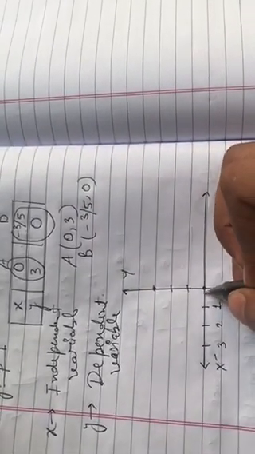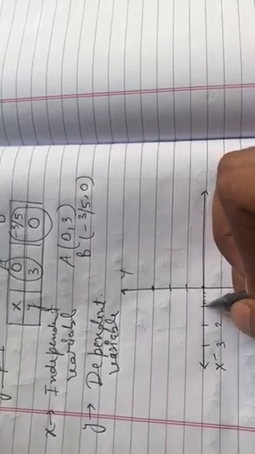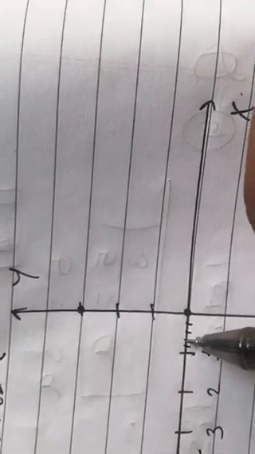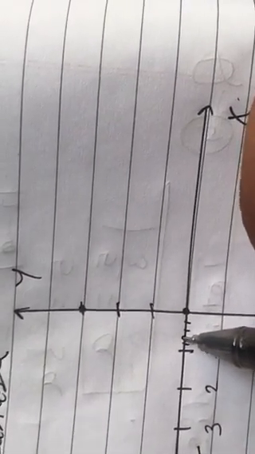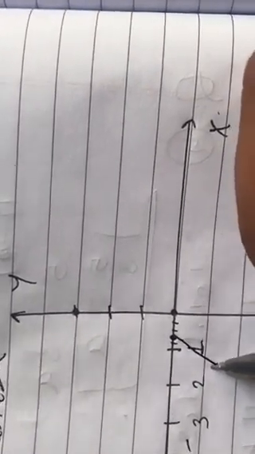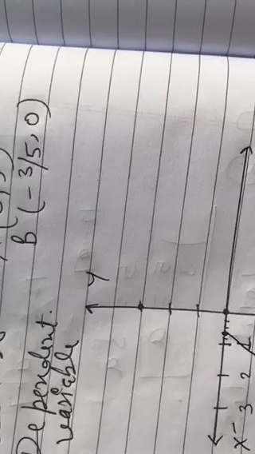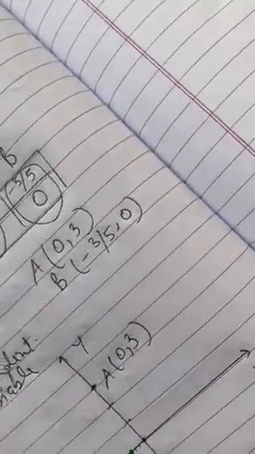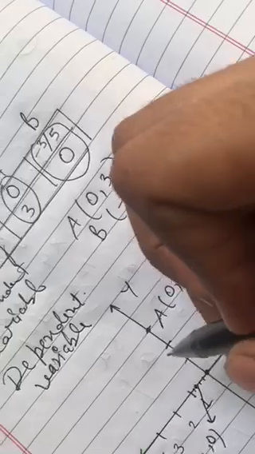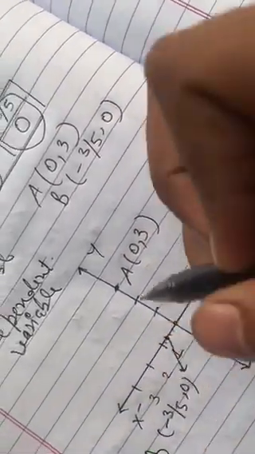Suppose I made 5 parts here, 1, 2, 3, 4 and this is 5, right? Look, 1, 2, 3, 4 and 5. And we have to choose the third part out of these. That means this is our required point. The coordinates of this point are (-3/5, 0) and the coordinates of point A are (0, 3), right? Now draw a line which passes through both the points A and B.